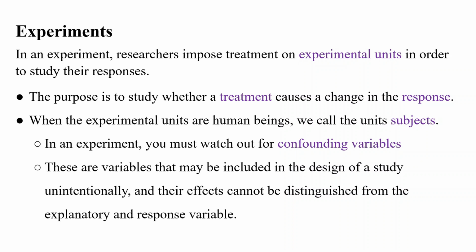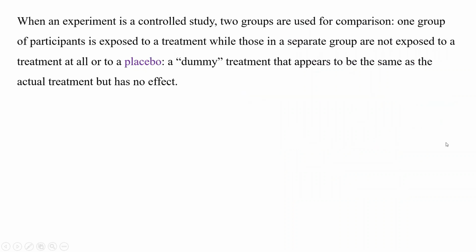We'll dive deeper into the differences between lurking and confounding, as well as how we identify them and how we can potentially control for them in a later section of notes. So an experiment is a controlled study, because you want your experiment to be as controlled as possible. You are not doing anything usually in a natural setting here.